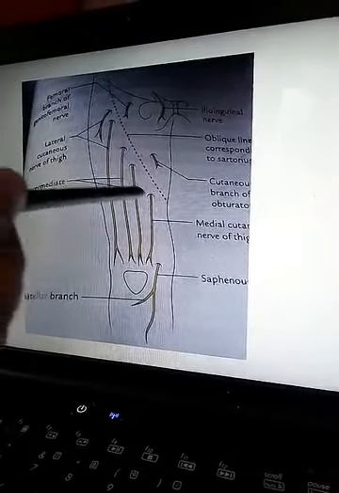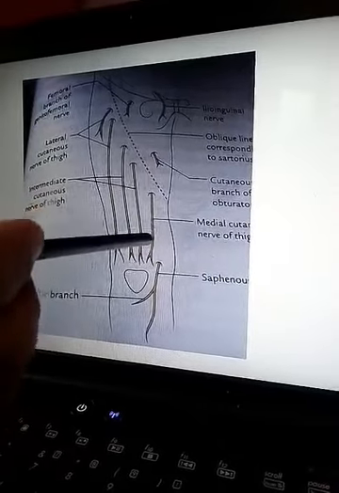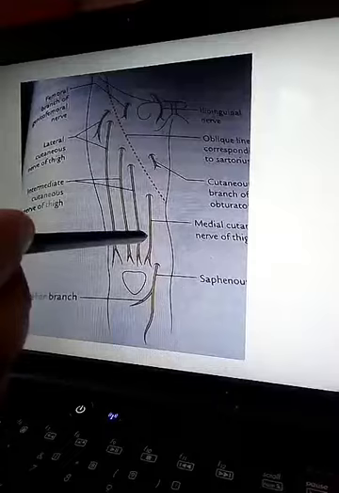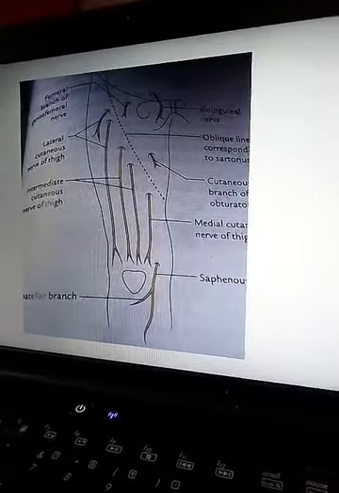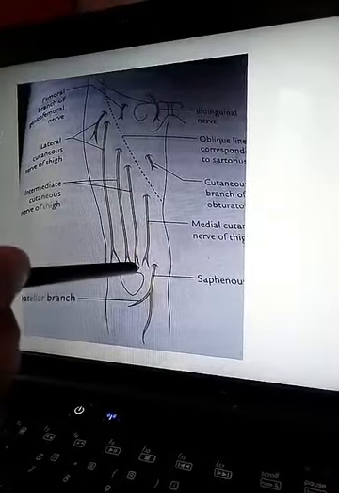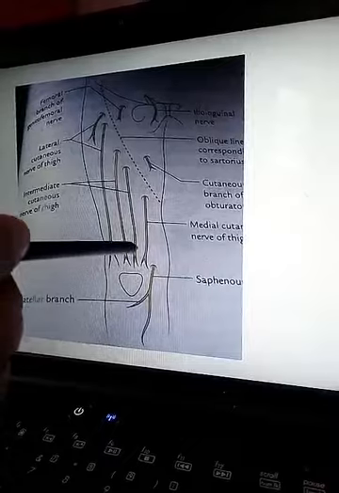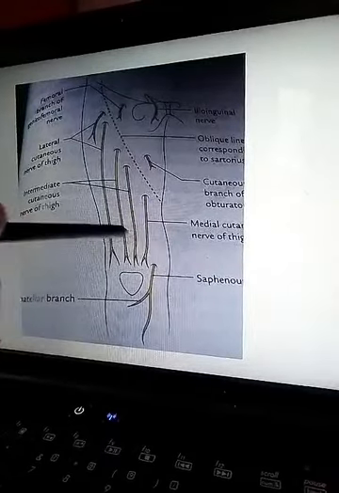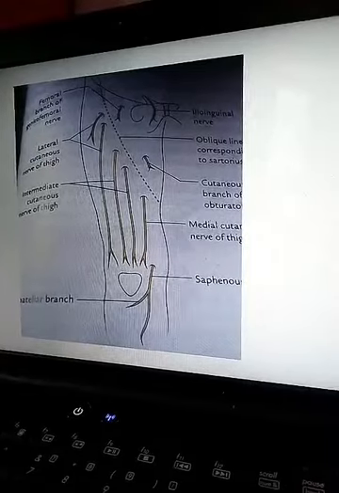The medial cutaneous nerve of the thigh is a branch of the anterior division of the femoral nerve. It divides into anterior and posterior branches which run medially across the femoral vessels and pierce the fascia lata at mid of thigh and supplies the skin on the medial side of the thigh.